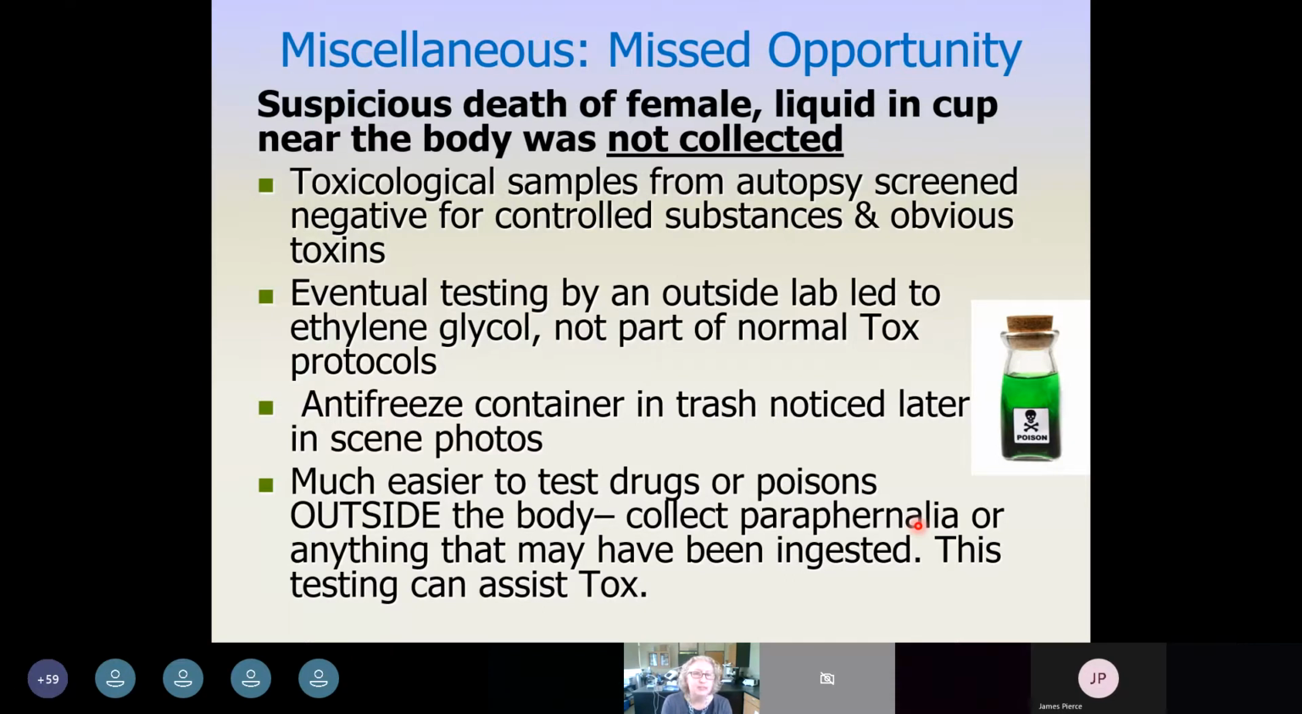It's always easier to test drugs and poisons outside of the body before they go into the body because of all that metabolization that happens. So collect anything that might have been ingested, collect what remains, and you can also collect paraphernalia. Even the empty cup could have useful residue, or clearly if there's a syringe or something else that indicates that someone may have used some toxin before their death.